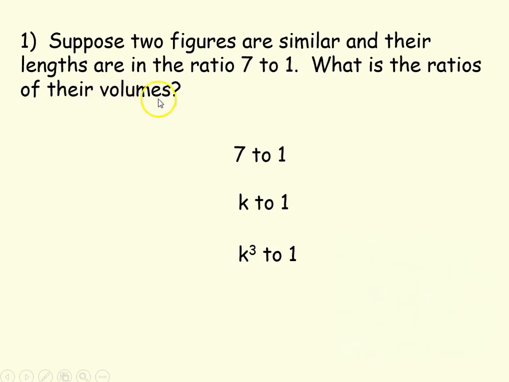When we talk about volume, the volume is going to be the ratio to the third power. And 7 to the third power is 343. So if two figures are similar with their lengths having a scale factor or ratio of similitude of 7 to 1, then those two figures' volumes are related by the ratio of similitude of 343 to 1, because 343 is 7 to the third power.